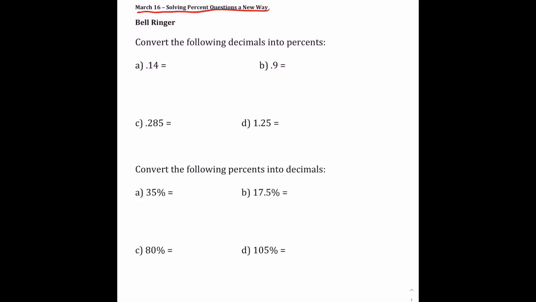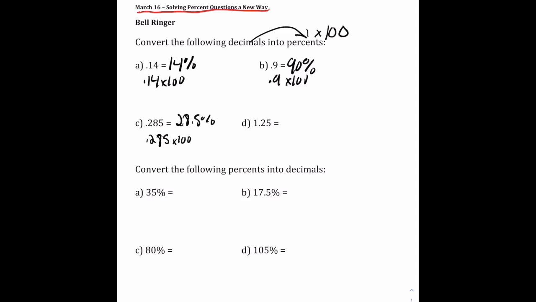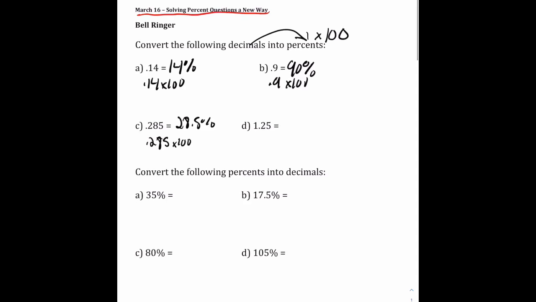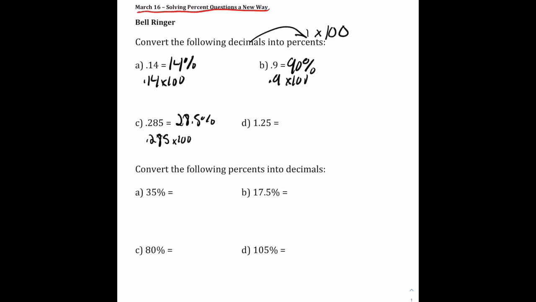Okay, so for the bell ringer, converting decimals into percents. These are all decimals, we're going to make them percents, and the surefire way to do that is multiply by 100. So you take 0.14, multiply by 100, you get 14%. You take 0.9, multiply by 100, get 90%. 0.285, multiply by 100, and you get 28.5%. And then you can do 1.125 times 100, and you should get 125%.